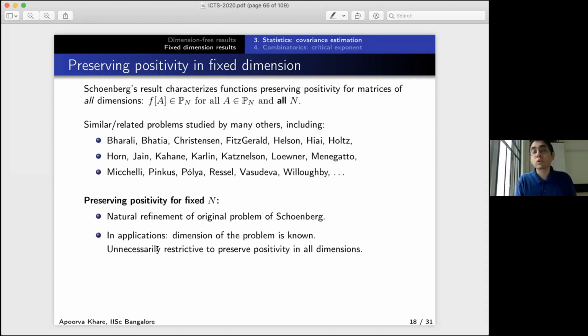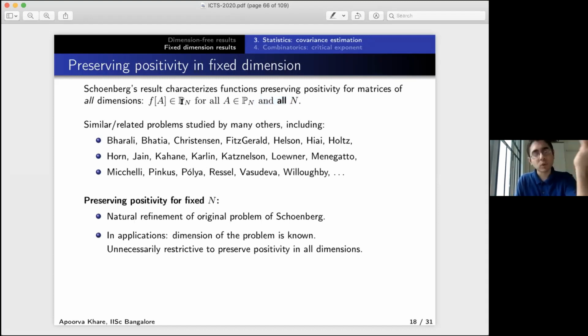And also, why should I work with only power series with positive coefficients? In fact, such functions, when you apply them to a matrix, will never induce sparsity. You will never get zeros if you apply them to positive numbers. So it's unnecessarily restrictive to work with such functions or to work in all dimensions. So it's natural to ask which functions preserve positivity without these last three words. Remove these three words, and just for all A in P_n for a fixed n, which functions preserve positivity?